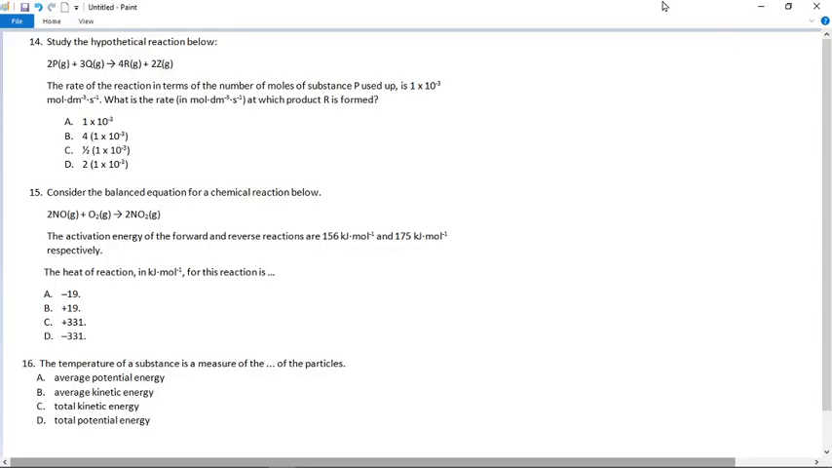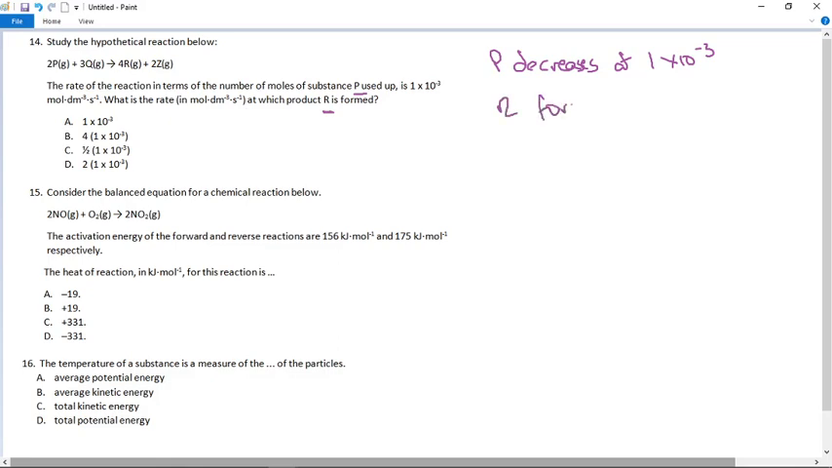Okay, study the hypothetical reaction below. The rate of reaction in terms of the number of moles of substance P used up is this. So what is this? P is a reactant. P decreases at 1 times 10 to the negative 3 moles per cubic decimeter per second. I'm not writing it out. What is the rate? It's the same units at which product R is formed.